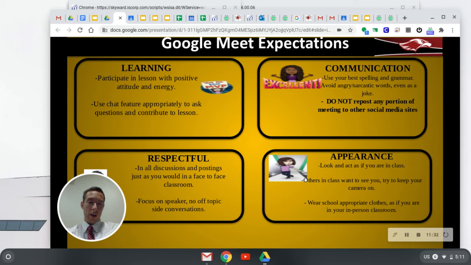Do not repost any portion of any meeting to any social media site. So you're not screenshotting it. You're not sharing it on social media. You're not saying what people are saying in meetings, and social media stuff just causes more problems. So don't do that. Appearance: look and act as if you're in class.